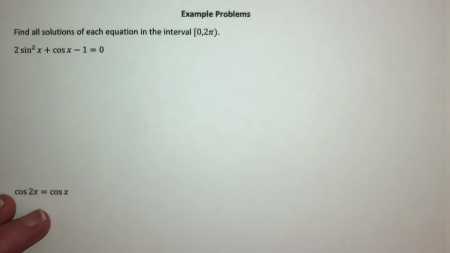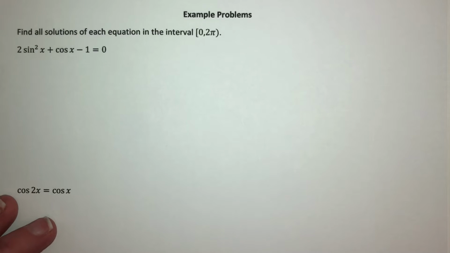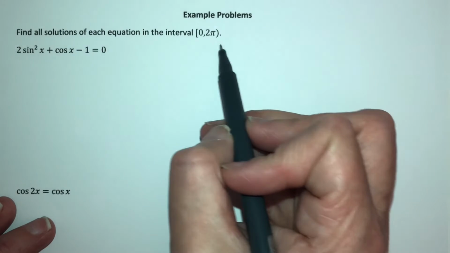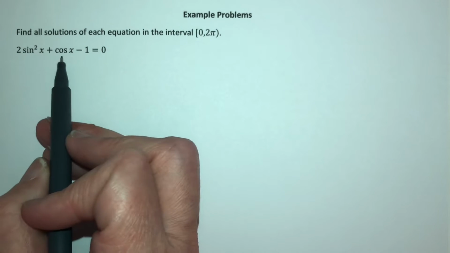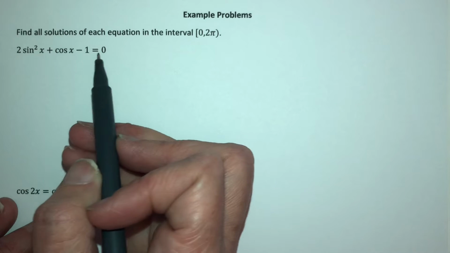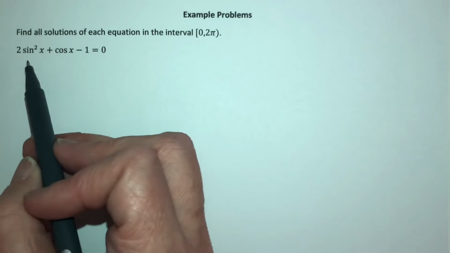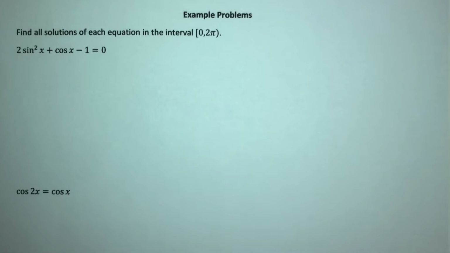This is part 6 of section 5.5. I want to find all the solutions between 0 and 2 pi of the equation 2 sine squared x plus cosine x minus 1 is equal to 0. Now, I don't really want to deal with a mixture of sines and cosines unless I really have to.